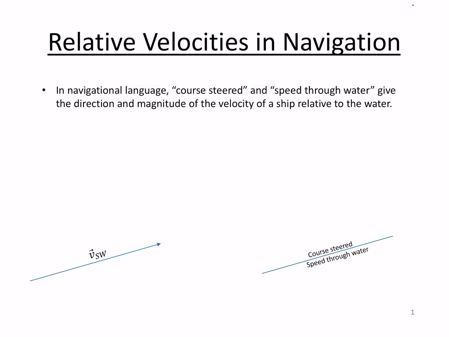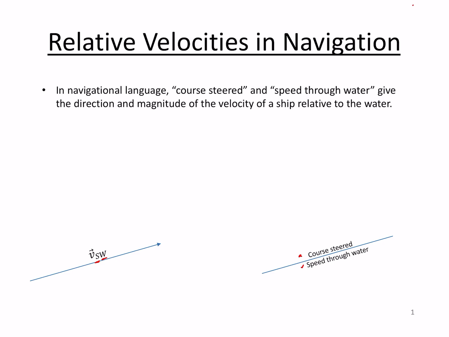So in navigational language, course steered and speed through water looks like this, around the line that you draw to represent the magnitude and direction of what is a vector. That gives the direction and magnitude of velocity of a ship relative to the water. In our terms, that's V sub SW, right? Velocity of ship relative to water. And that would be the apparent speed of the ship, right?